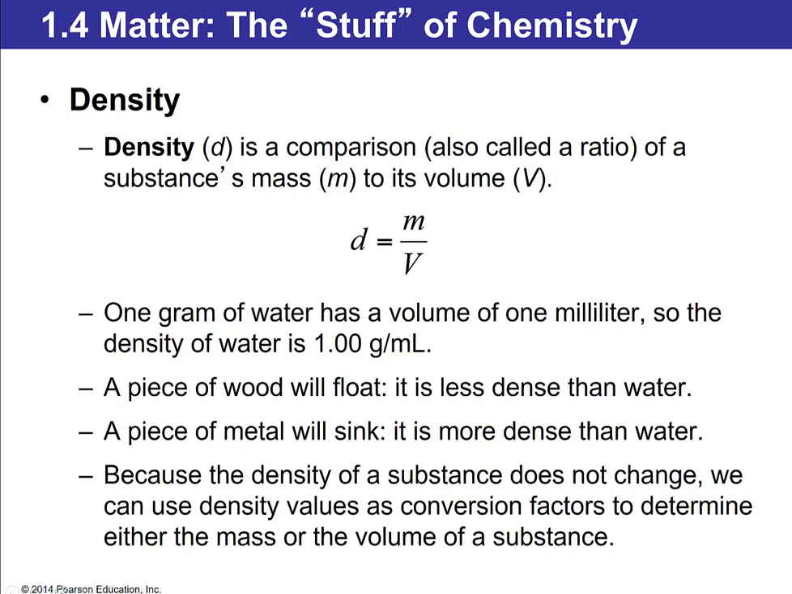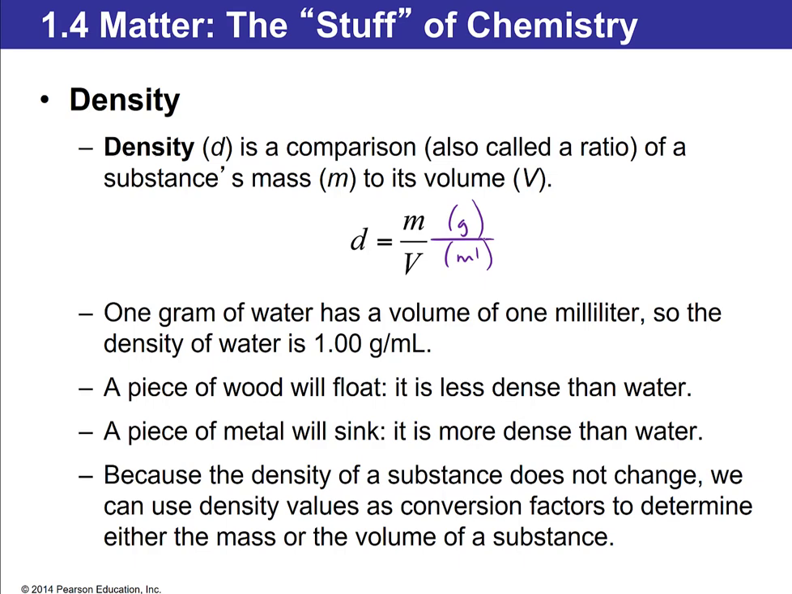Well, if we take mass, which is variable, and we take volume, which is variable, and we compare the mass to the volume ratio, that comes up with a measurement called density. And density is actually consistent for that substance. It doesn't matter how much mass you have, it is going to have a relative volume based on its density. So mass divided by volume is equal to density. Mass is typically in grams. Volume is typically in milliliters. They talk about grams per milliliter in a density solution.